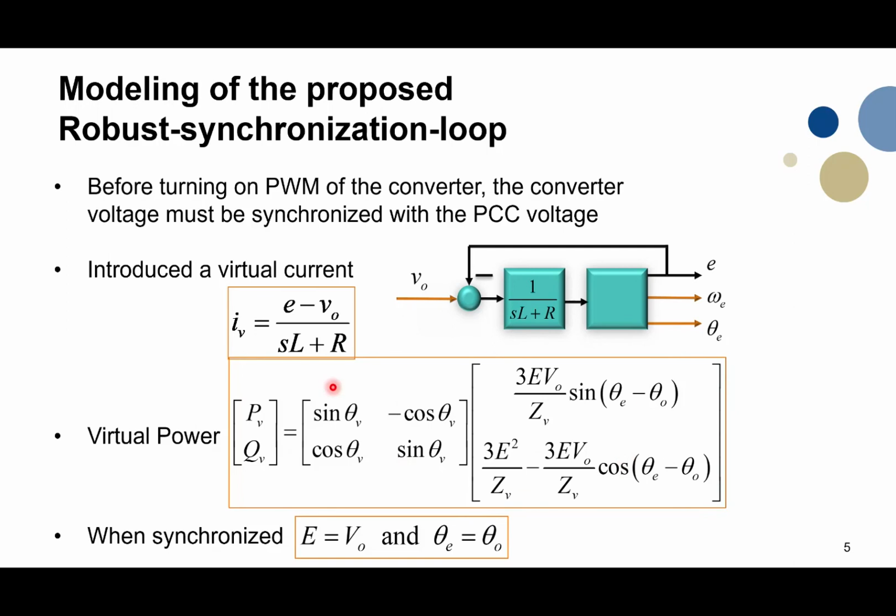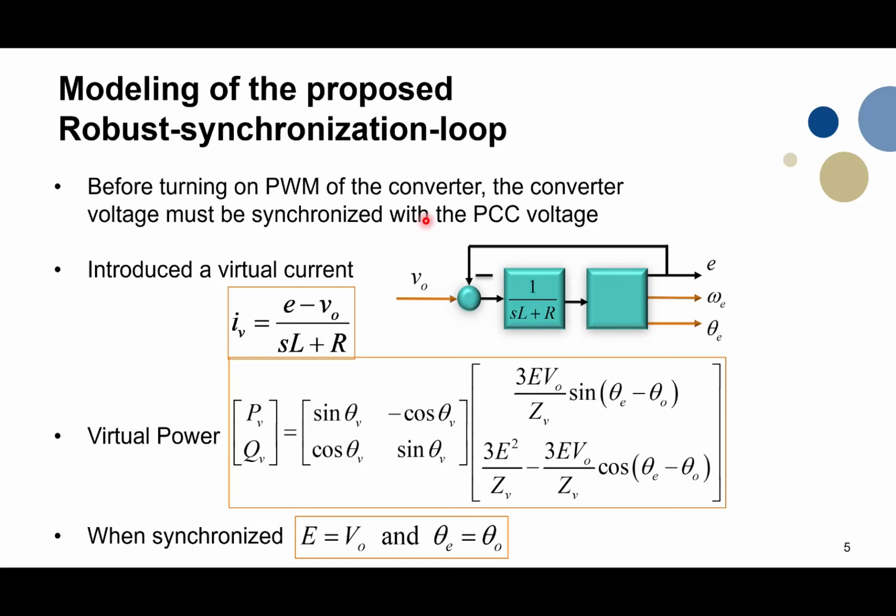This is the general equation of the power for this virtual current, and we also have the voltage here. So what we see is, in order to have it synchronized, we need the voltage of the synchronization loop to be equal. The magnitude should be equal, and the phase should be equal. So that's what we want. We want the same voltage magnitude and the same phase, and that gives us the frequency and the phase information of the grid voltage. Then we can utilize this information for a robust connection of the converter to the grid.